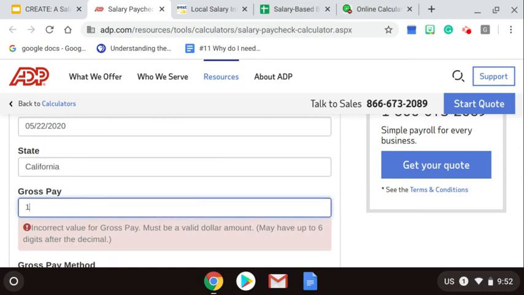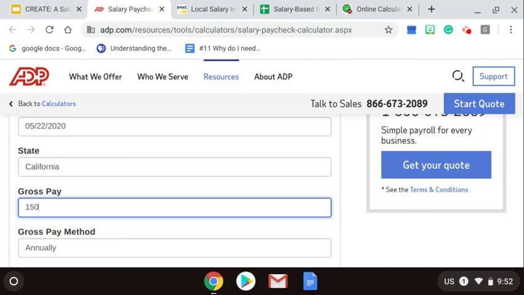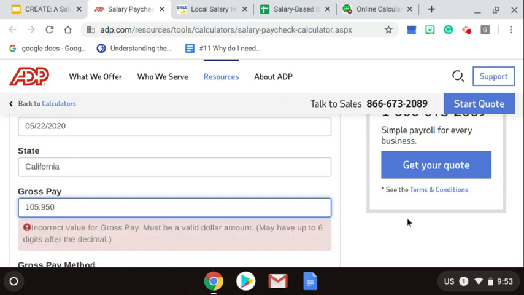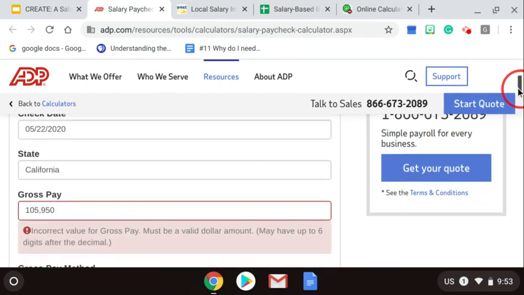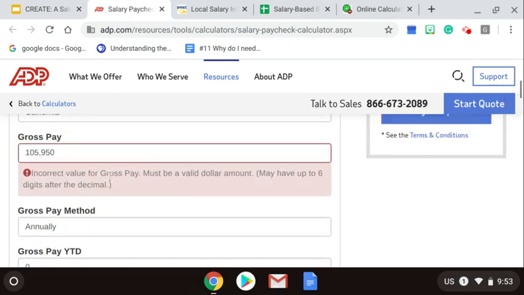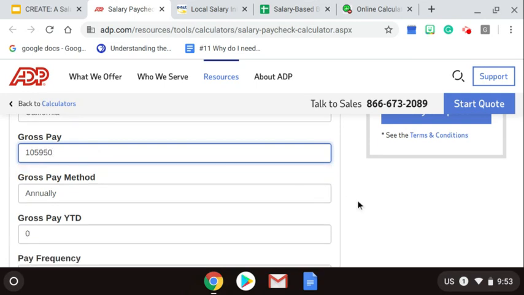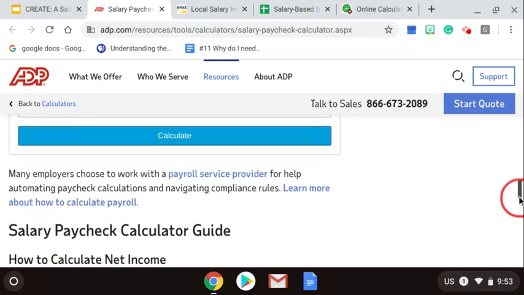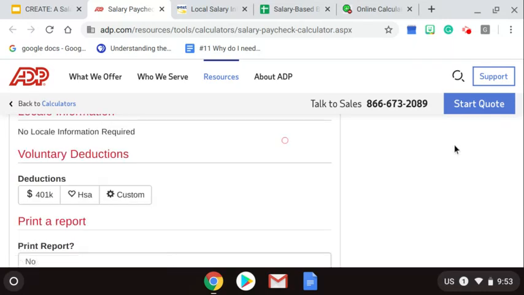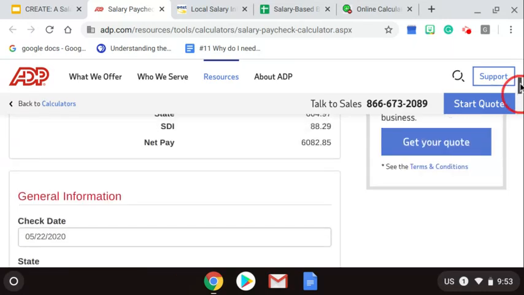Okay, so let's put one. Wait, oh, it's 105. See, I am not focused. Okay, what is going on here? You may have up to 6-digit. Oh, you know what? I'm glad I did this because someone else may be making the same mistake. Duh, just don't put the comma. The computers don't understand commas, even though mathematically it is correct.